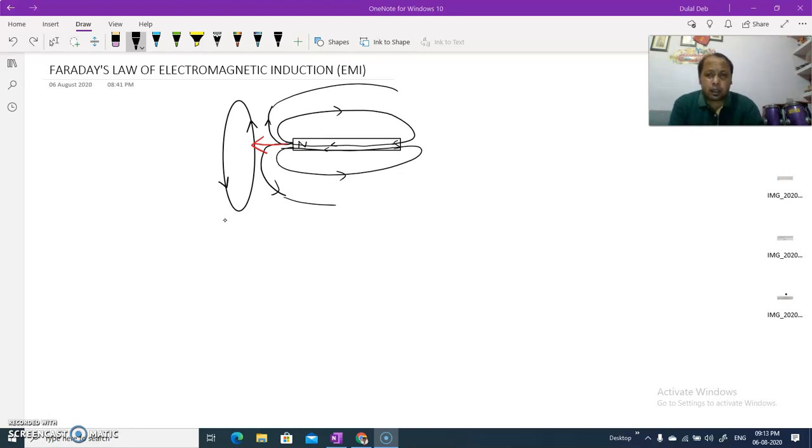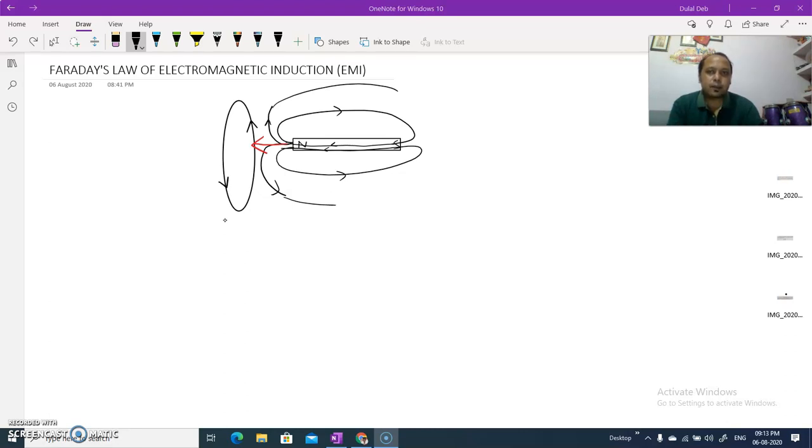Now Faraday also saw that when the flux is changing, that is when the magnet is in motion and coming towards the coil, there is a change in flux. The flux will increase, but if it stops, at the moment when it stops, you will find that there is no induced EMF or induced current.